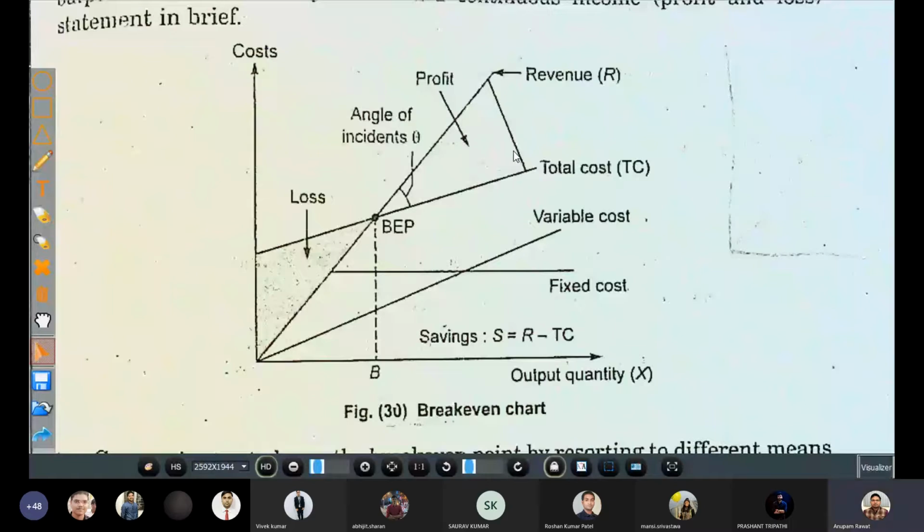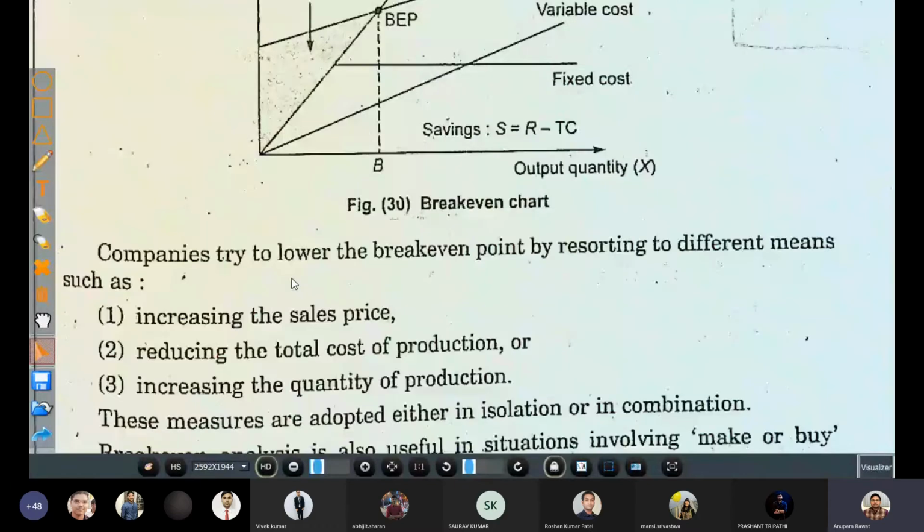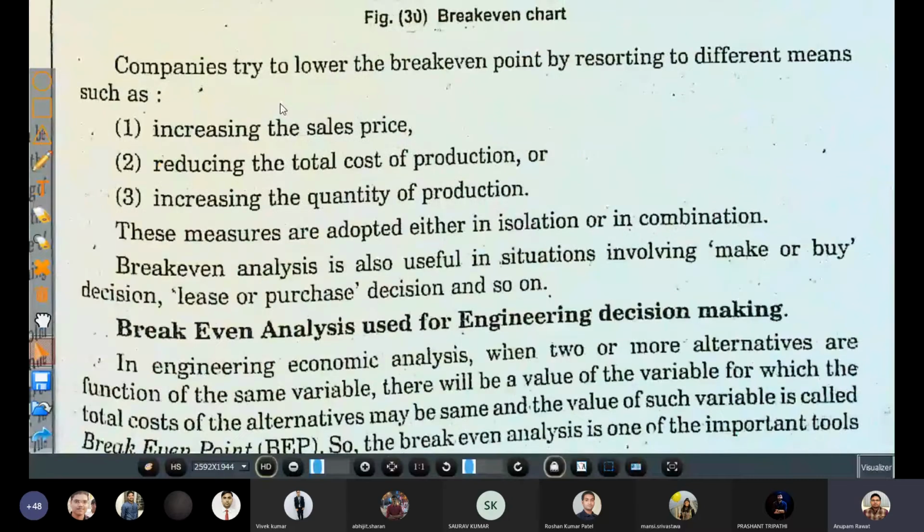So generally, what does a company try to do? The company tries to lower the break-even point by different means, such as increasing the sales price, reducing the total cost of production, or increasing the quantity of the product. With the help of this graph, we can see that if we increase the quantity of the product, the break-even point comes earlier. The sooner and the more product we produce, we can get more profit.